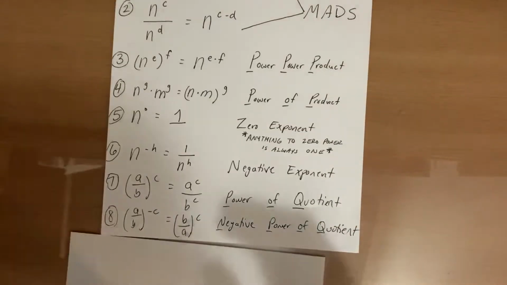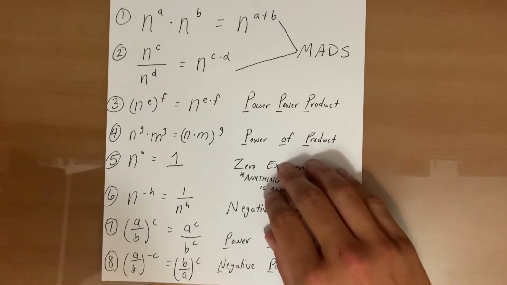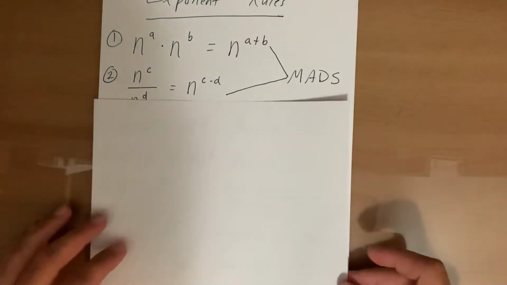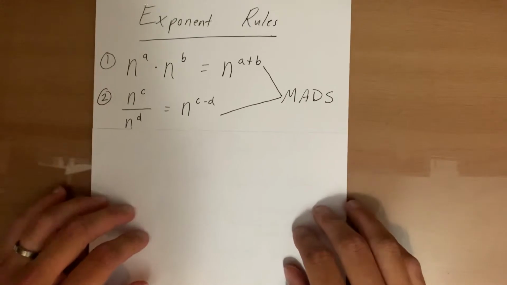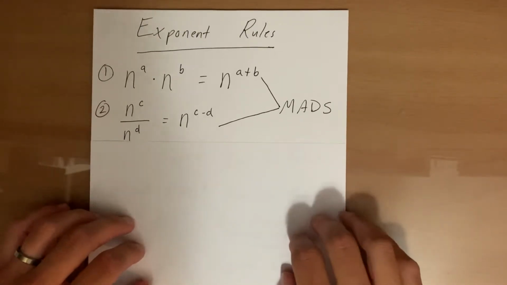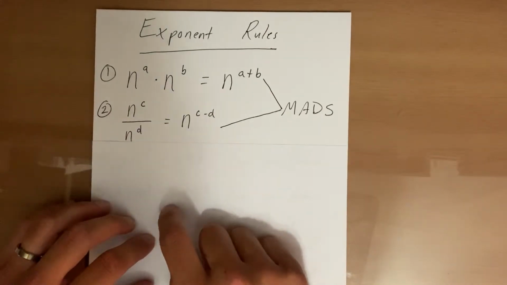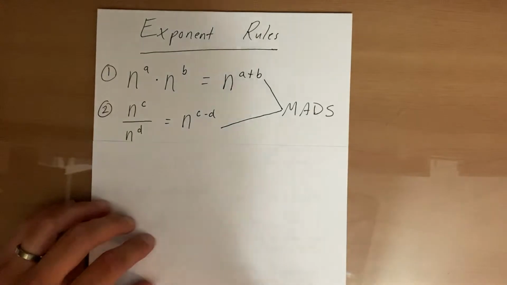All right. So for 8th grade math, we are going to learn 8 rules. I know it seems like a lot right now, but we'll break them down one at a time. The first 2 kind of go together, and I like to refer to these as MADs. Rule number 1 and rule number 2 deal with multiplying and dividing. That's what the M and the D stand for.